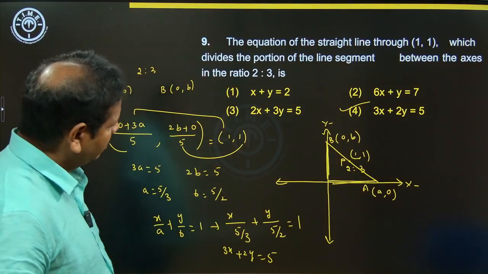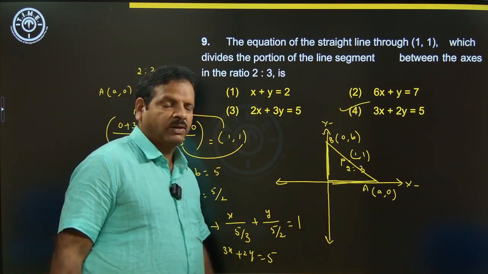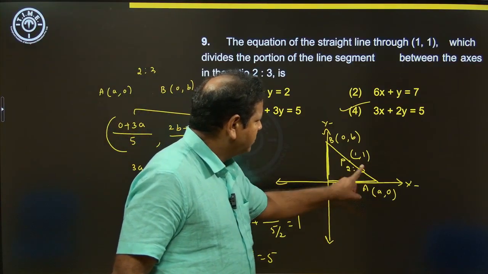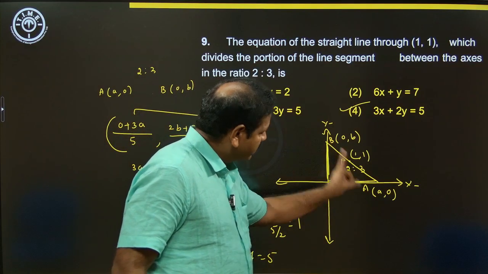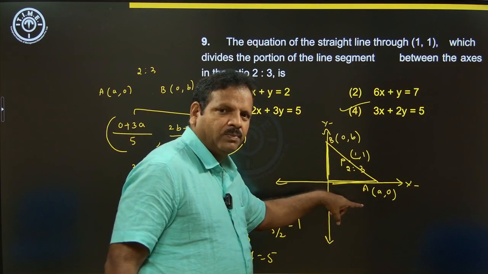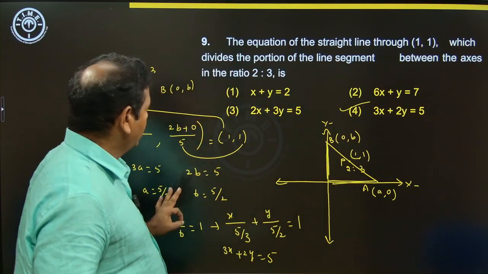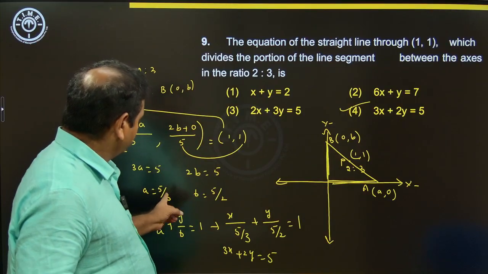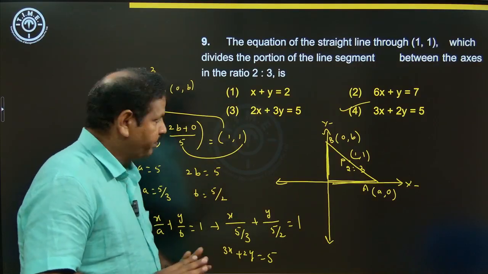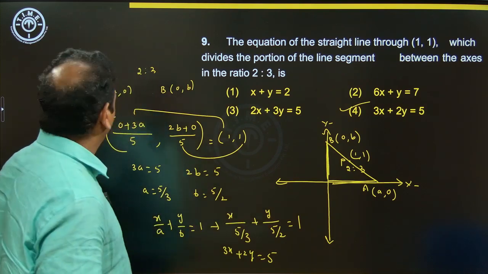You can do it this way, or mx by x1 plus my by y1 equal to m plus n of that x by y. That also you can do. Say this one: a comma 0, and 0 comma b. This line is passing through 1 comma 1, and that point divides the portion between the coordinate axes in the ratio of 2:3. We used that concept and condition to find the values of a and b. Now there is no need to consider the point separately. With x-intercept and y-intercept, x by a plus y by b equal to 1.